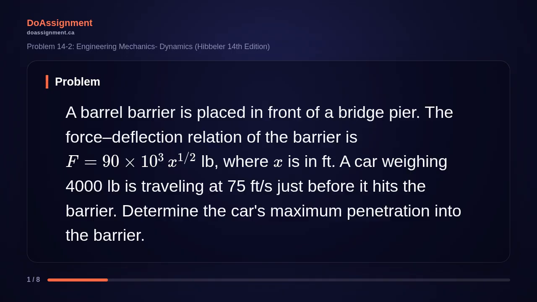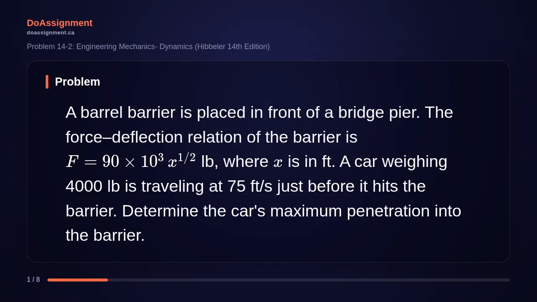A barrel barrier is placed in front of a bridge pier. The force deflection relation of the barrier is F equals 90 times 10 to the third power times x to the 1/2 power in pounds, where x is in feet. A car weighing 4,000 pounds is traveling at 75 feet per second just before it hits the barrier. Determine the car's maximum penetration into the barrier.